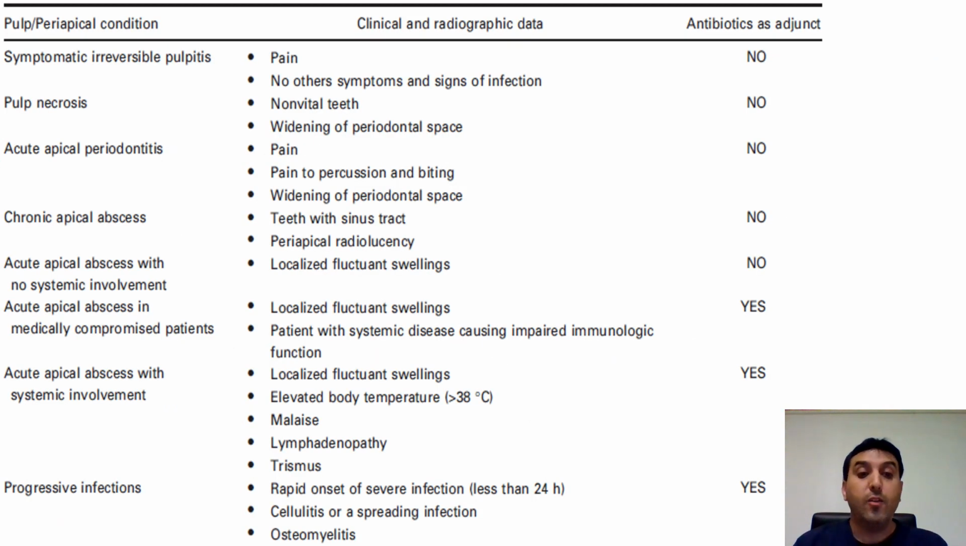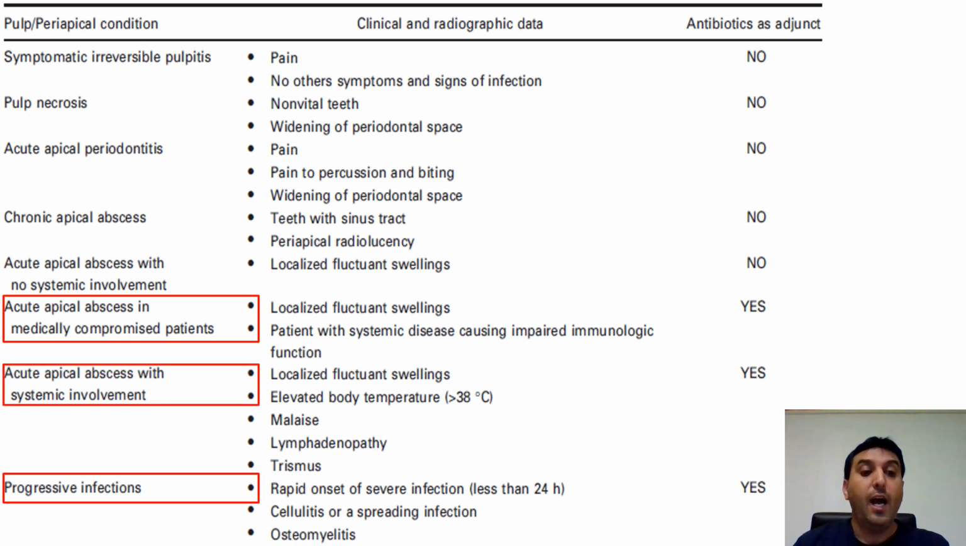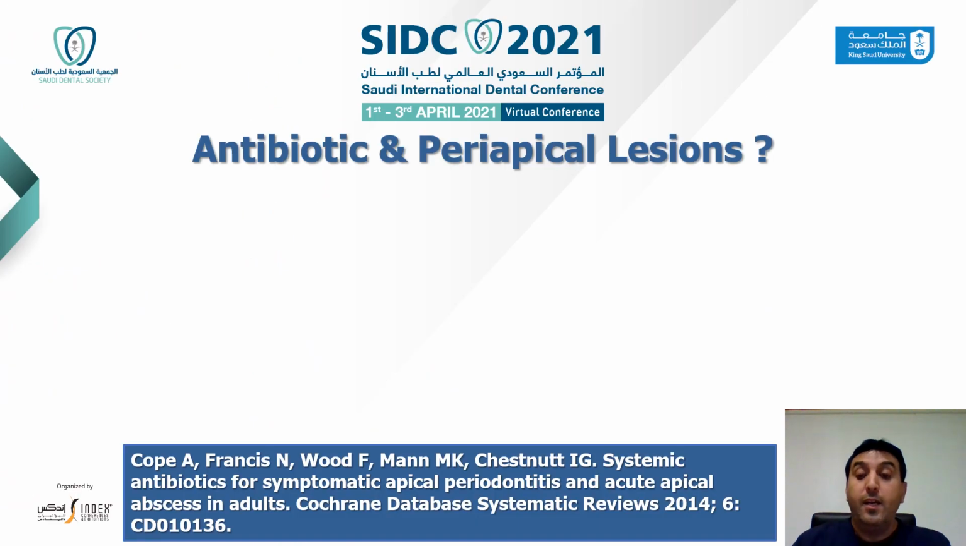Again, the only way, from all of this, to prescribe antibiotics is the acute apical abscess in medically compromised patients. Not all of them, specific categories. Or acute apical abscess with systemic involvement and progressive infection, where a patient comes in as a flare-up, develops swelling, and then you can go with the antibiotics. This is the big issue here.